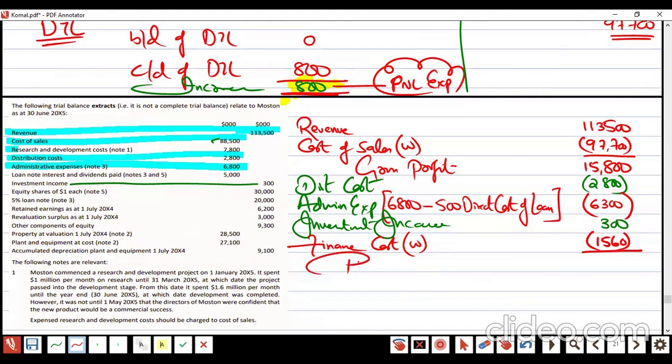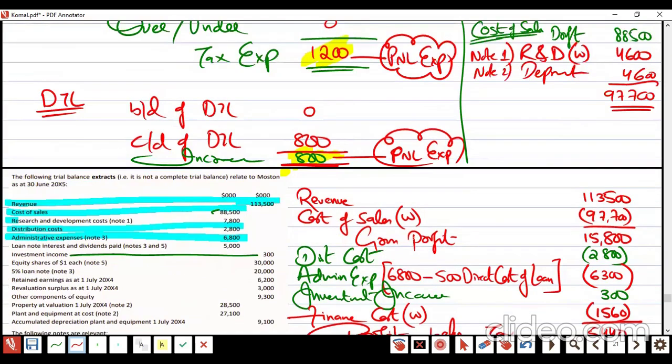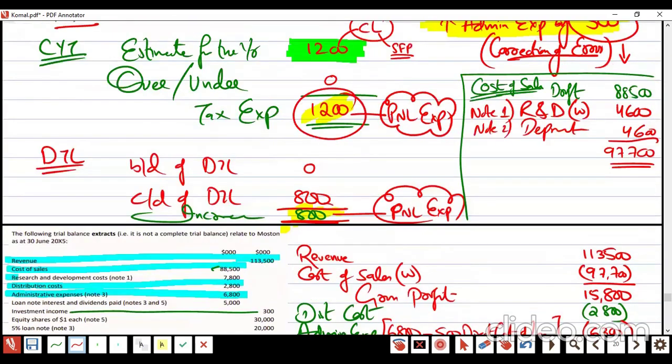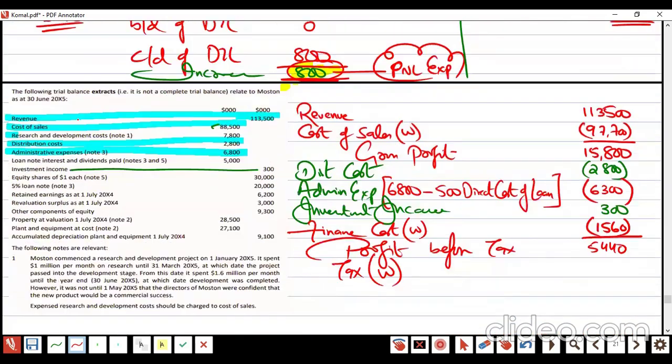Then we will have profit before tax. How much? 5,440. After that, we will have the taxation, which we had in the working: 1,200 for the current year and 800 for this one. Altogether is how much? 2,000. So profit for the year is how much?